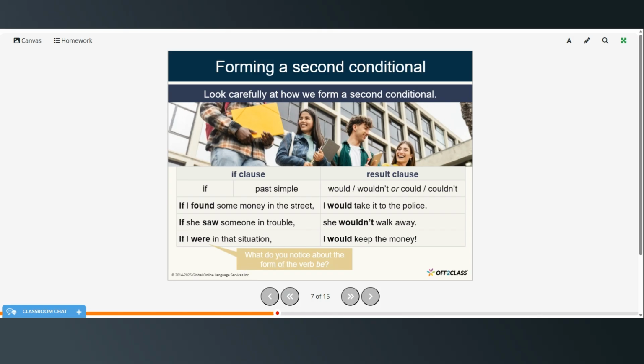And so there's one thing to notice about the form of the verb be. When you're in the second conditional, you use if I were. Normally, the simple past with I would be was, but because it's the second conditional with an if statement, we use were. So this is the only time we use were with I.